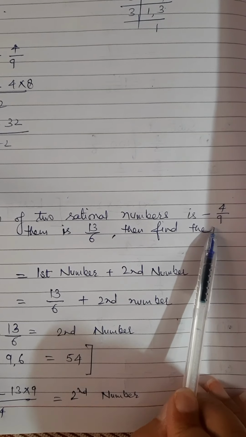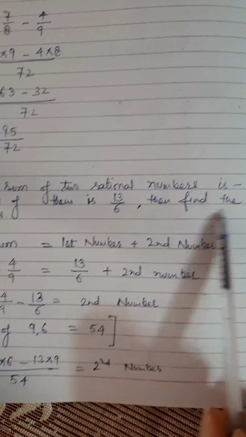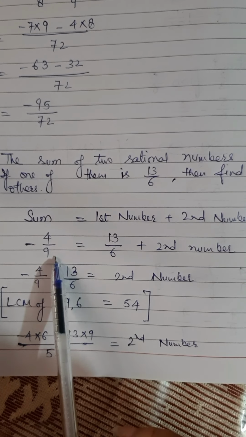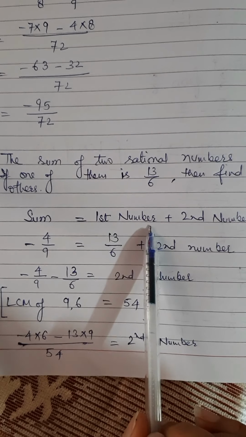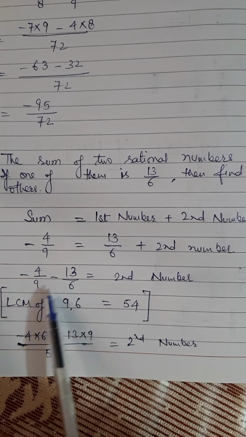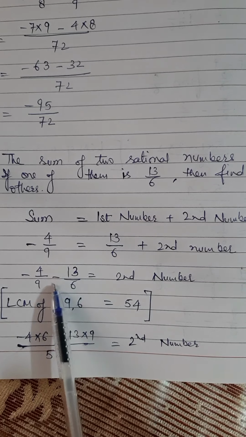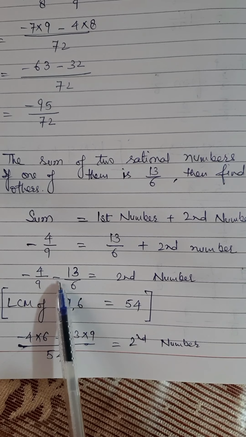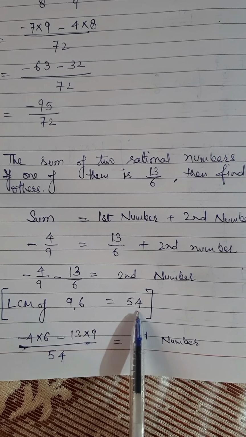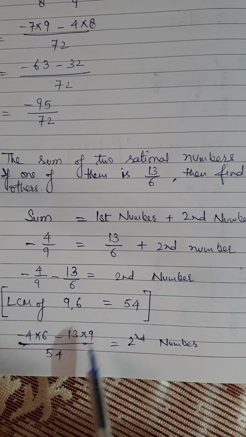Here you can see minus 4 by 9, and the first number is given 13 by 6, and we have to find the other one. So now in place of sum I am writing minus 4 by 9. First number I have to write 13 over 6. Second number we have to find. Now taking this 13 over 6 to the left hand side, it becomes minus 4 by 9 minus 13 over 6. Now denominators are different, so we have to take the LCM. LCM you have to find yourself. Now the LCM of 9 and 6 becomes 54.